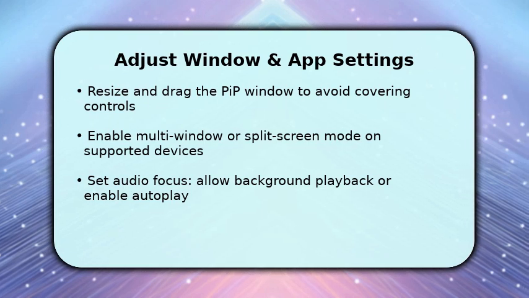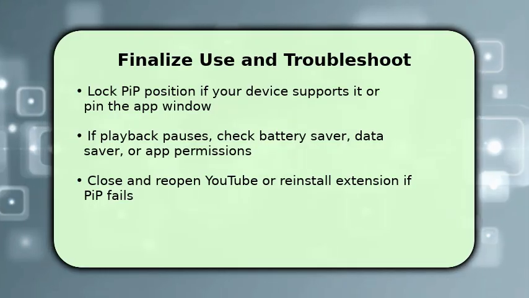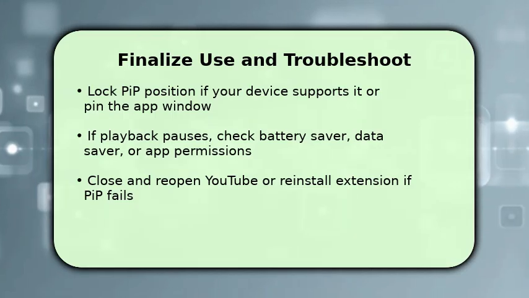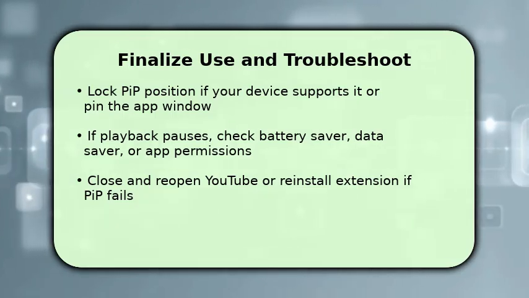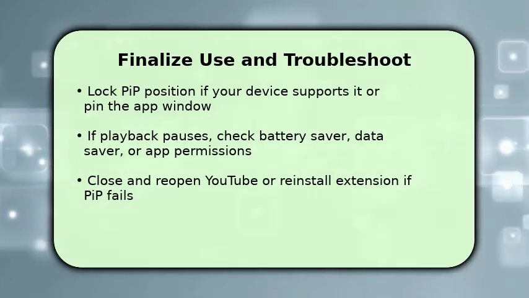Finish by confirming controls. Tap play/pause from the Pi-P overlay and test gestures like double tap to seek. If the mini player disappears, check battery saver, data saver, or background activity permissions because those commonly stop playback. Make sure your OS and app are updated.